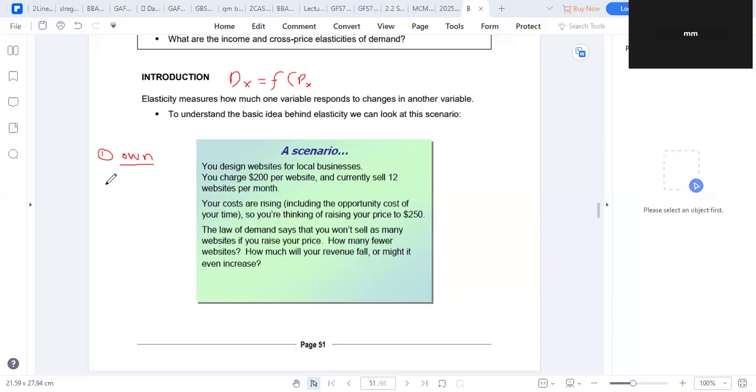Own price elasticity of demand is also called ED, elasticity of demand. It is simply the percentage change in quantity demanded over the percentage change in price. To start with, elasticity of demand is always negative because demand has a negative slope. So elasticity of demand will range between these key elements.